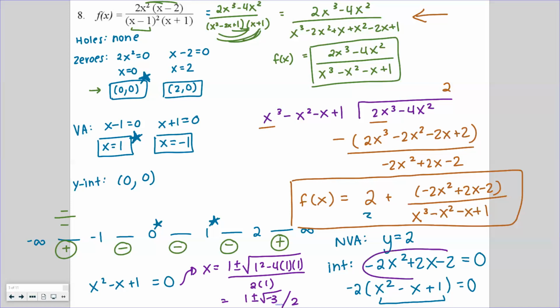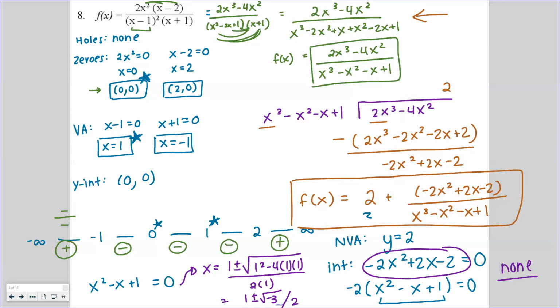So this whole piece can never actually equal 0. Right, we've got imaginary roots there. Anytime we're taking the square root of a negative number, we can't actually solve for x. I don't expect you guys to put imaginary answers into your solutions here. So there is no intersection point.